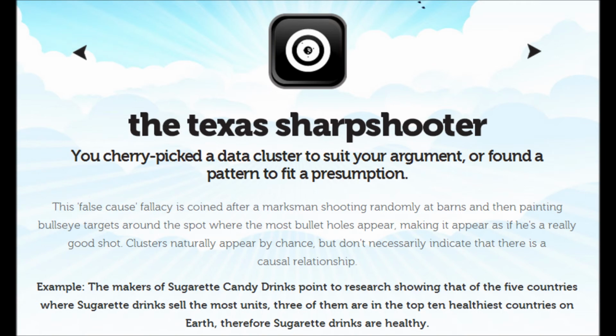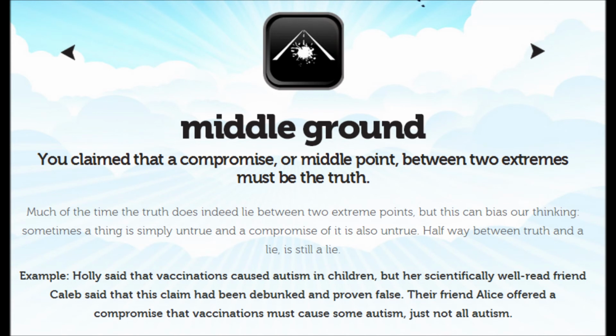Example: the makers of cigarette candy drinks point to research showing that of the 5 countries where cigarette drinks sell the most units, 3 of them are in the top 10 healthiest countries on earth, therefore cigarette drinks are healthy.